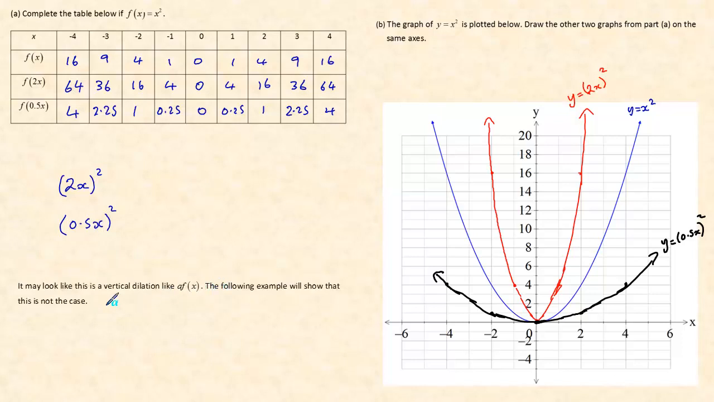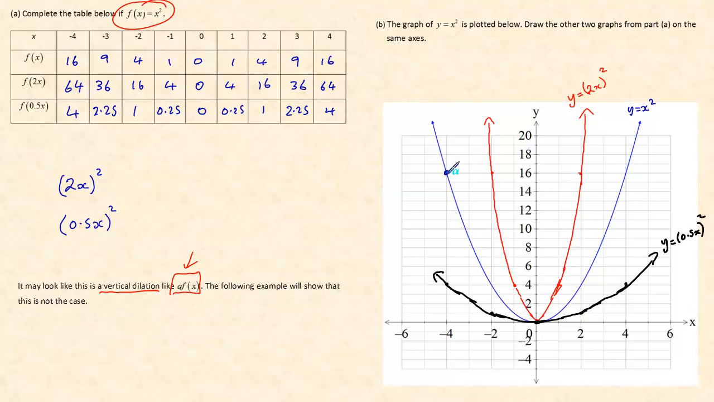Now if I ask you to describe this, you'd probably say it's a vertical dilation, like we've seen with a times f of x. X squared's a really poor example to use for this particular transformation. Because of that, it looks exactly like this. But it's not. The dilation here is actually horizontal. We'll do some examples in a moment that show this better.